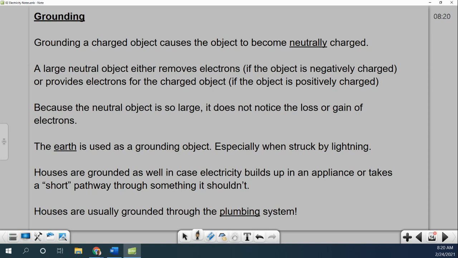So how do we ground it? Well, it doesn't have to be the earth. You don't have to connect it to the literal ground. It's a good option, but basically all you need is a very large neutral object. So they will either remove electrons if the object's negative, or they'll give you electrons if the object is positive. Now, the reason it has to be very large is because if it is very large, it doesn't notice the loss or gain of electrons, right?